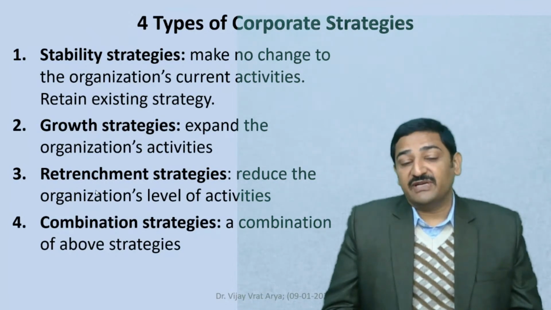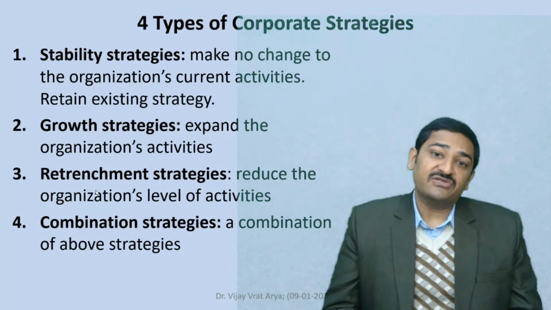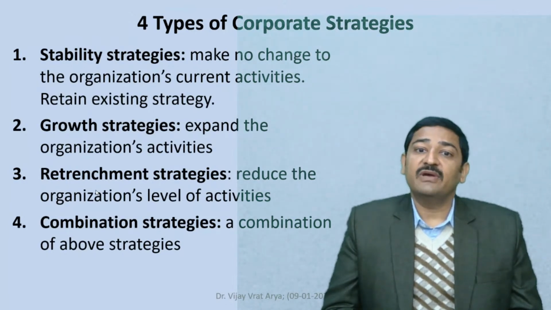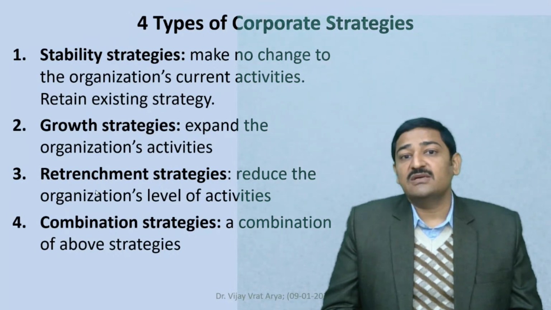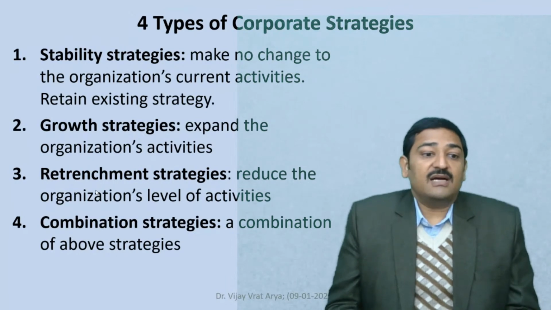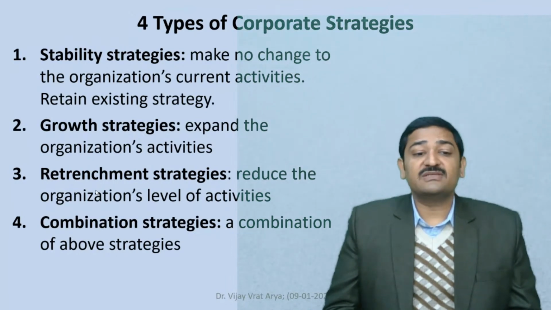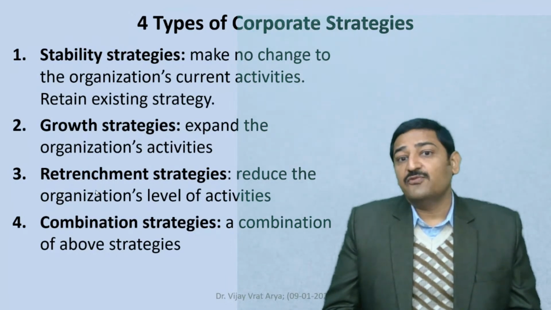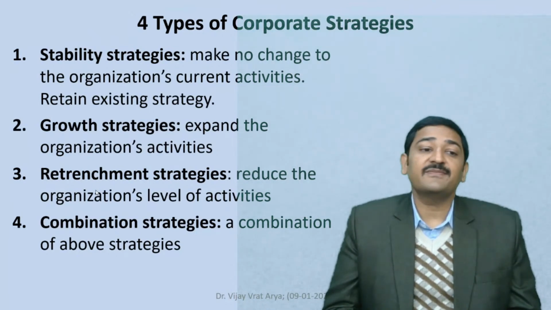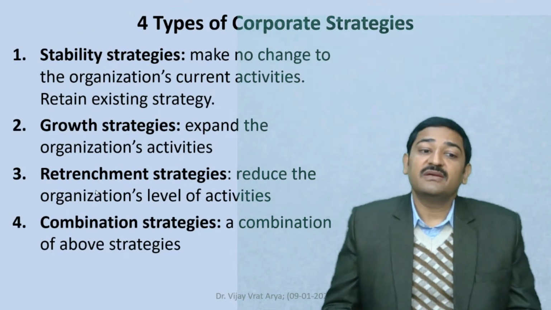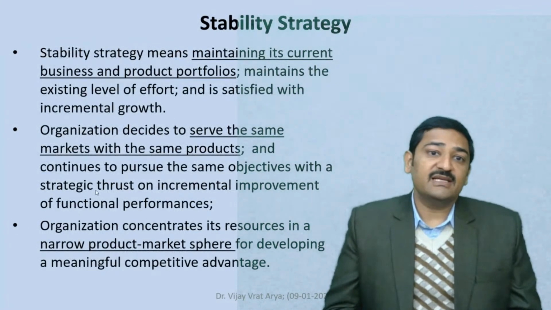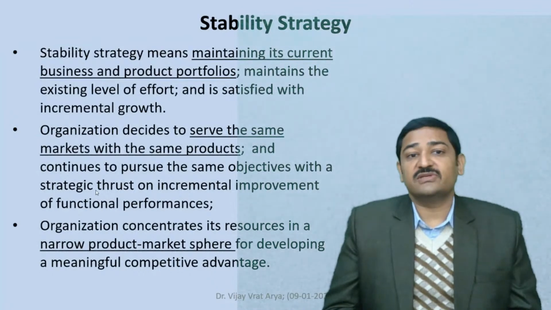organization's level of activities. This type of strategy is considered during a slowdown position or where the return on investment to the corporate is going down. The last type of corporate strategy is the combination strategy, which is the combination of the previous three: the stability strategy, growth strategy, and the retrenchment strategies. So let's talk in detail about each of these strategies.